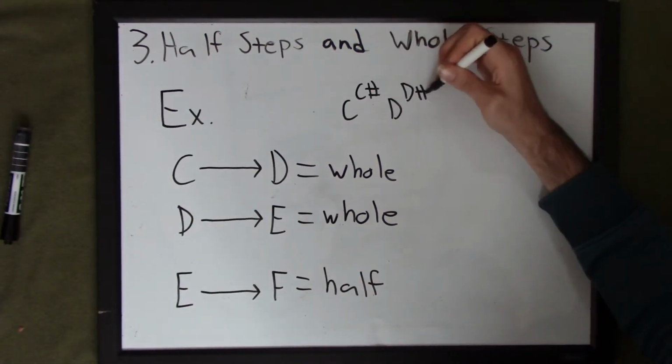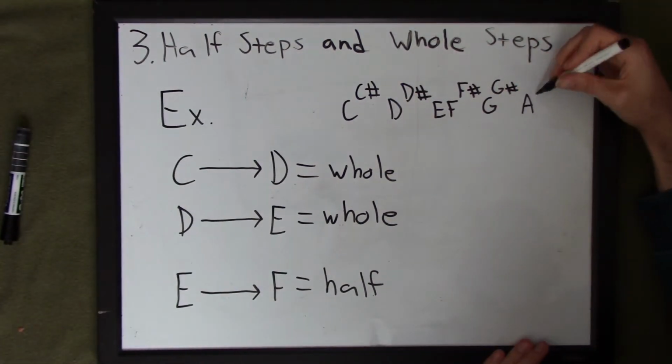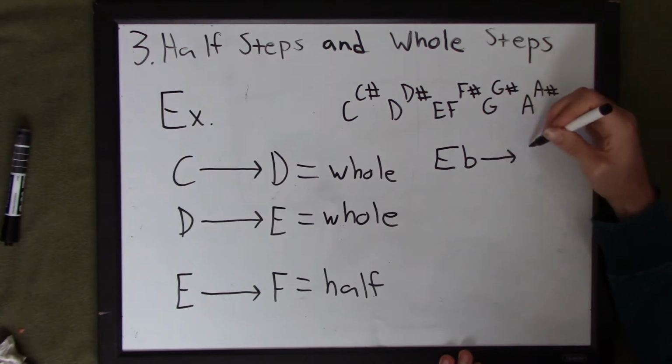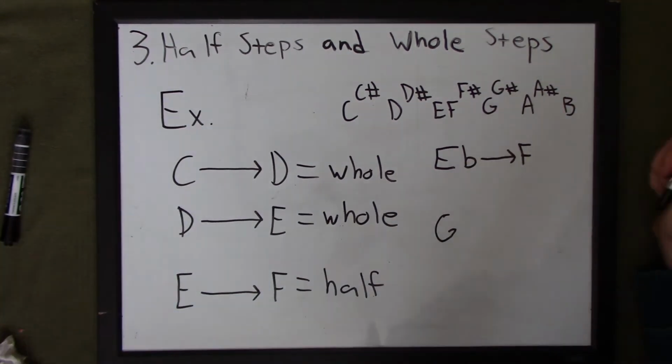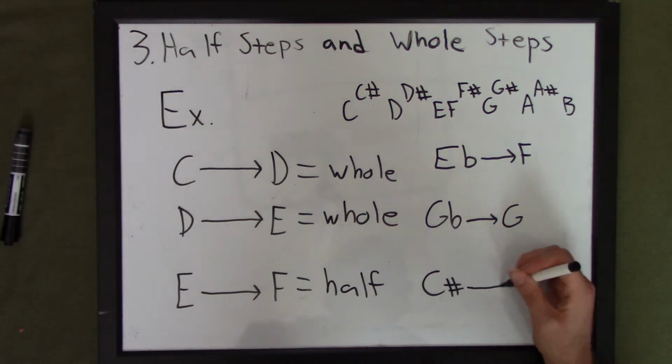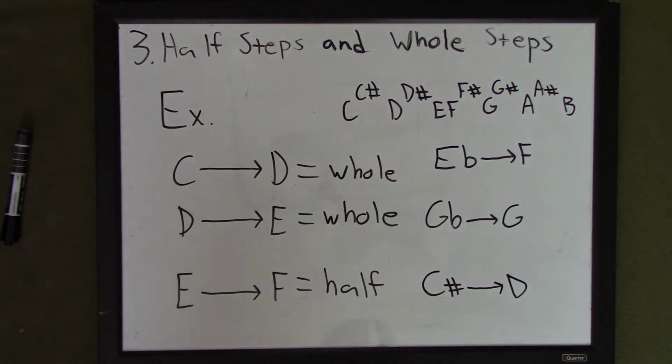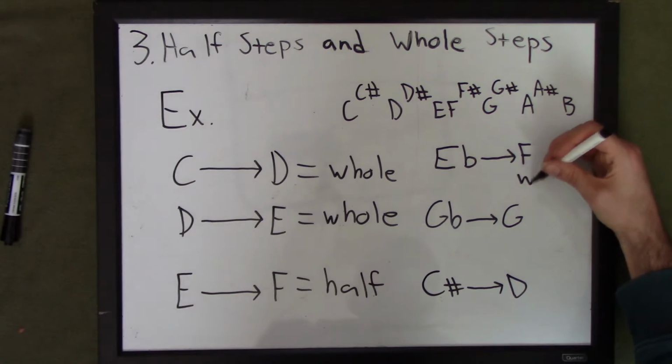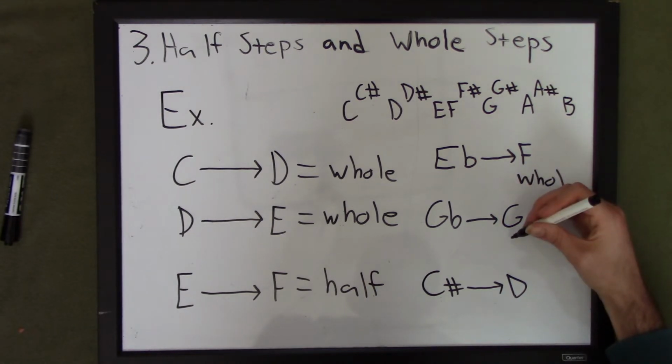Let's do a couple more examples. If we were to go from, say, E flat to F, or from G flat to G, or from C sharp to D, what would those be? Would those be half steps or whole steps? Of course, there's both involved. From E flat to F is a whole step because you're going E flat to E, that's 1, E to F, that's 2. So that's a whole step.